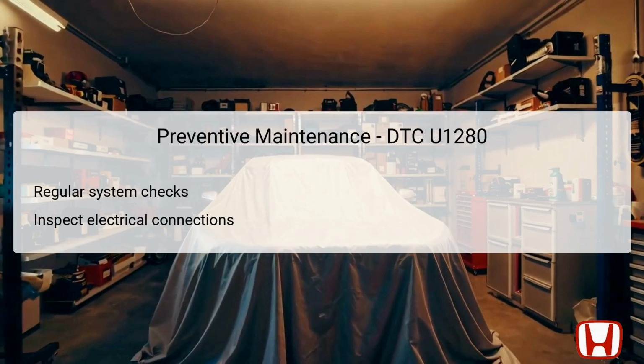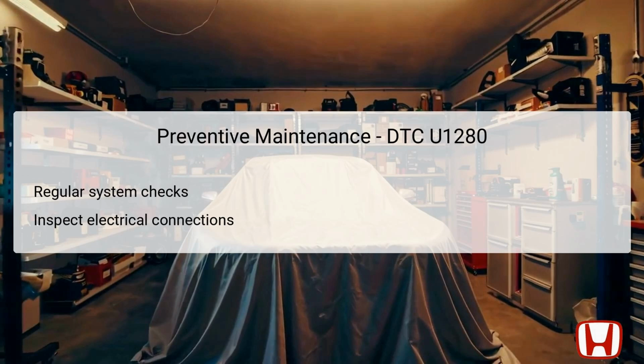To prevent the recurrence of DTC U1280 in the future, implementing a regular preventive maintenance schedule is essential. Regular system checks can identify potential communication issues before they become serious problems. This preventive approach allows technicians to inspect not only the beacon network, but also associated components for wear, corrosion, and functionality.